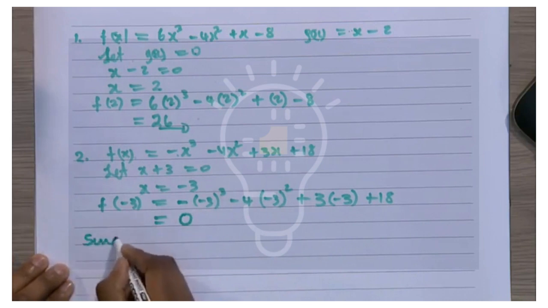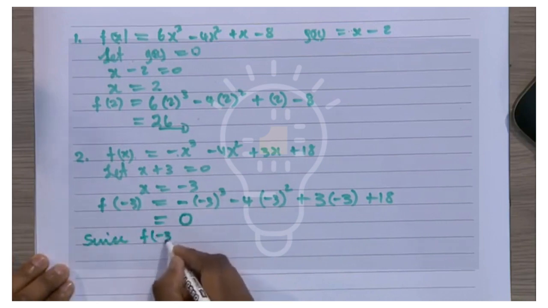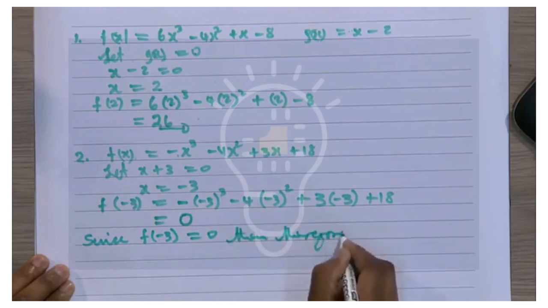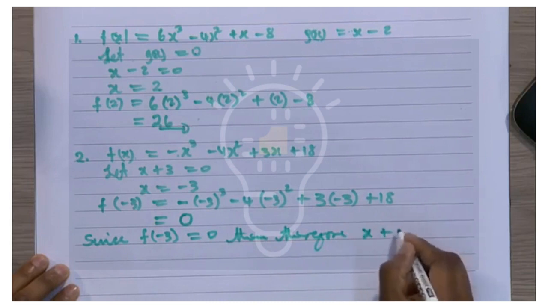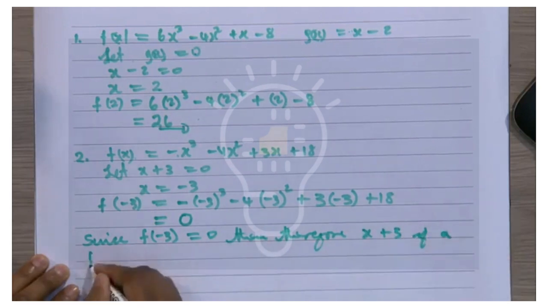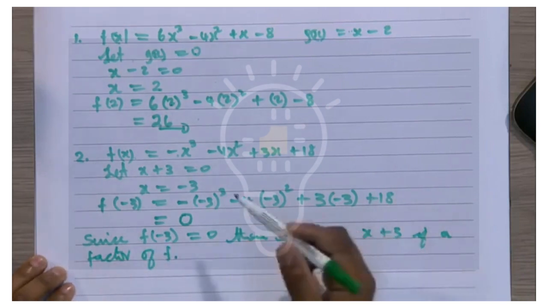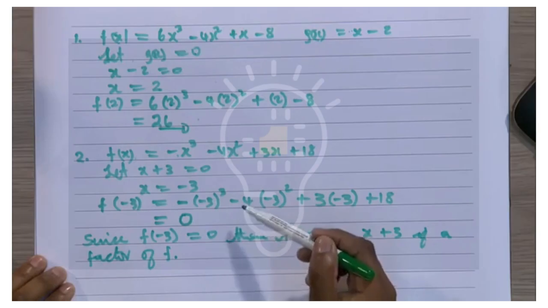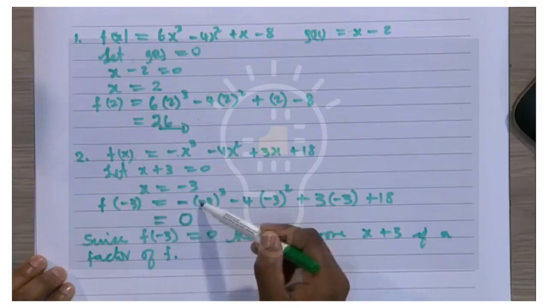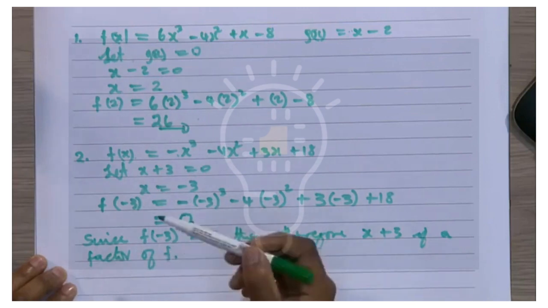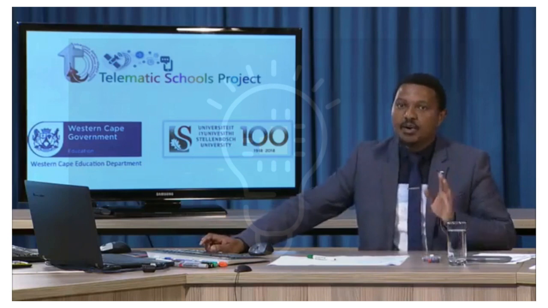We can say since f at minus 3 equals 0, therefore x plus 3 is a factor of f. So most of the time, learners, they make this mistake of just substituting the minus 3 into the function, and they get the answer equals 0, and then they don't do the conclusion. It is important to conclude, learners, because that's exactly what you were asked to do, to show that the g of x or the x plus 3 is a factor of f of x.